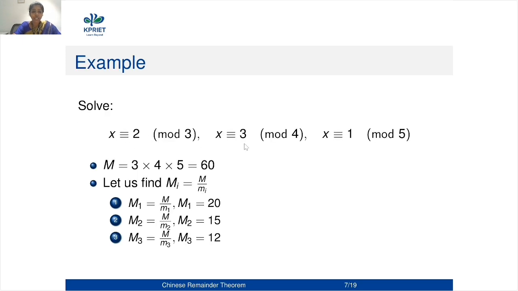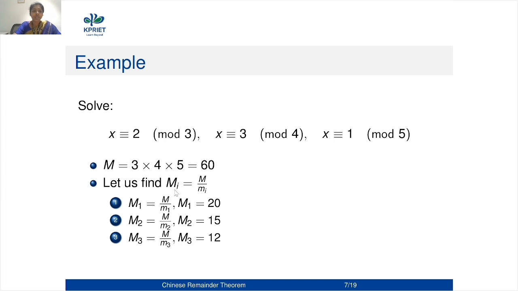Now let us have a system of three congruence expressions. x is congruent to 2 modulo 3, x is congruent to 3 modulo 4, x is congruent to 1 modulo 5. So here a1 is 2, a2 is 3, a3 is 1, and small m1 is 3, m2 is 4, and m3 is 5. As I said before, first we have to find the value of capital M. This capital M is nothing but the product of these moduli 3, 4 and 5. So M is equal to 3 into 4 into 5, which is 60.